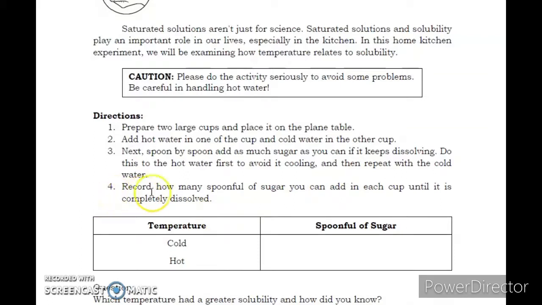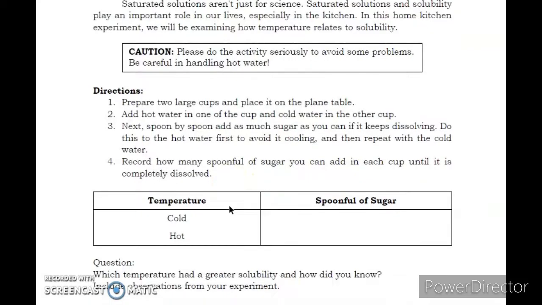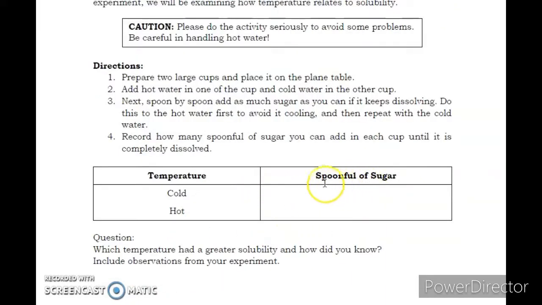Then, number 4. Record how many spoonful of sugar you can add in each cup until it is completely dissolved. So, kailangan ma-record ninyo kung ilang kutsara lamang ng sugar ang nakayang tunawin ng hot water at ng cold water. So, we're going to answer the table here. So, make a table with 2 columns. On the first column, write temperature, so the cold and the hot. And then, on the second column, the spoonful of sugar.